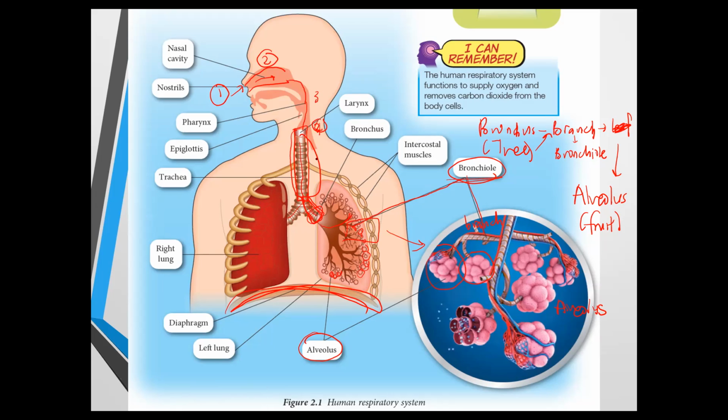Can I hear you? Trachea, teacher. Trachea, correct. Number 5, trachea. Number 6. Now I go to my tree. Who is my tree? Bronchus. Okay, this is called bronchus. Very good. My tree is a bronchus. So 5, 6.